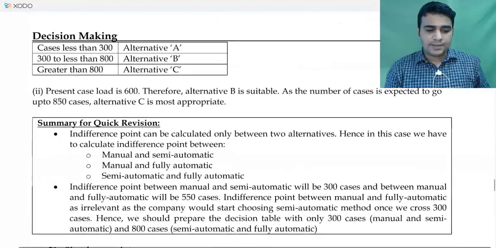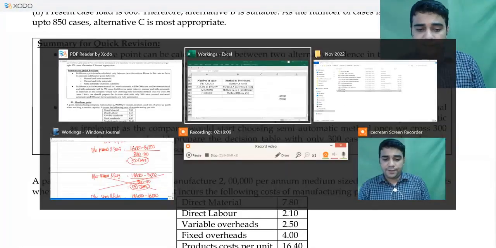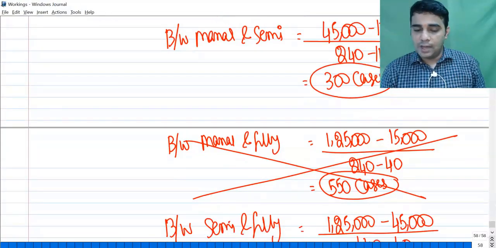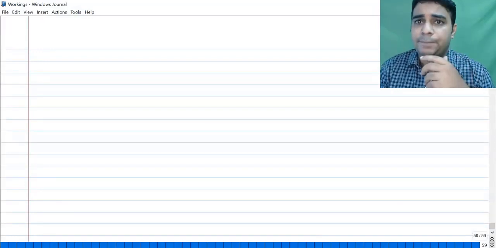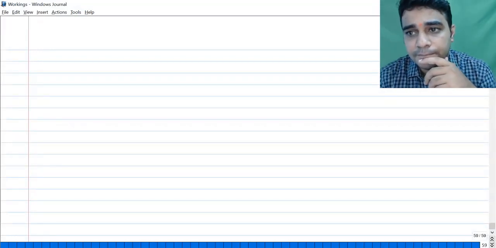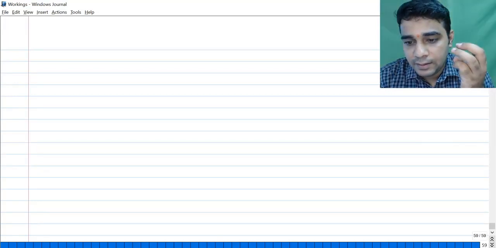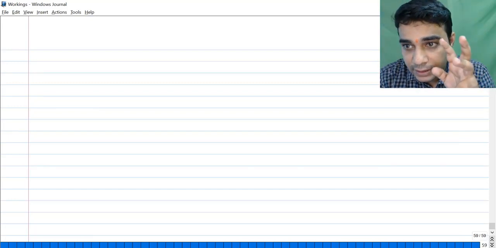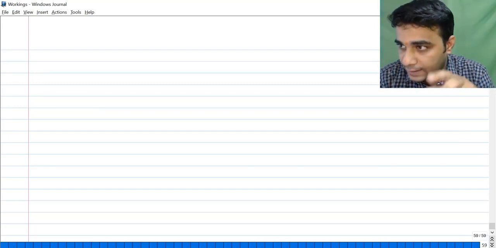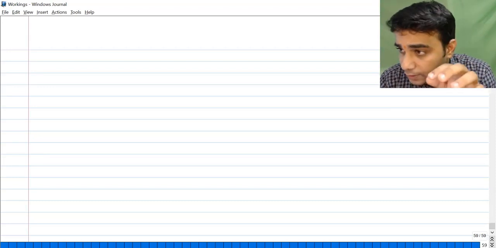I'll come to the next concept, which is on shutdown point. For shutdown point, there are a lot of qualitative factors which come into the picture, which we have already discussed. What are the qualitative factors we discussed for shutdown point? Shutdown is basically temporarily shutting down the operations of a company. Impact on employees who are terminated. Impact on employees who continue in the organization. What impact is it going to have on this set of people who continue in the organization.